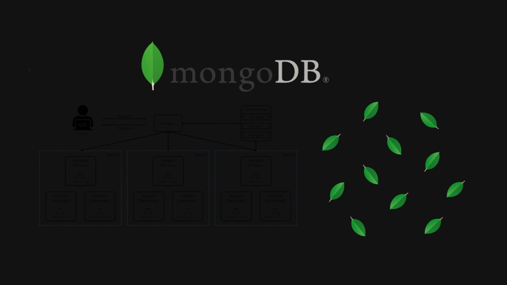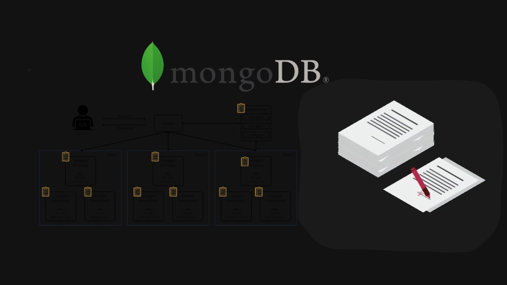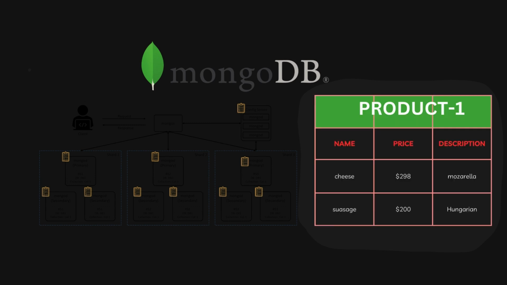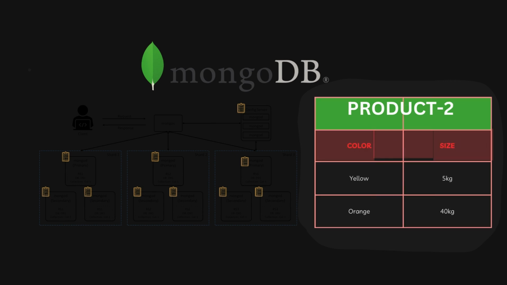For example, think of MongoDB, where instead of tables we have documents. Let's say we are storing product information. One product document might have fields like name, price, and description, but another product might also have fields like color or size. The structure doesn't need to be the same for every document.